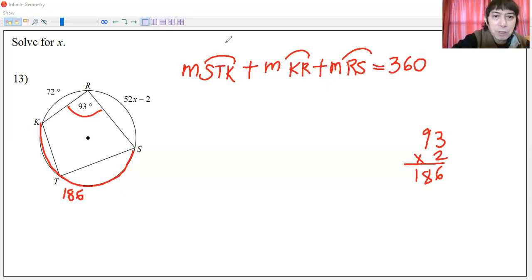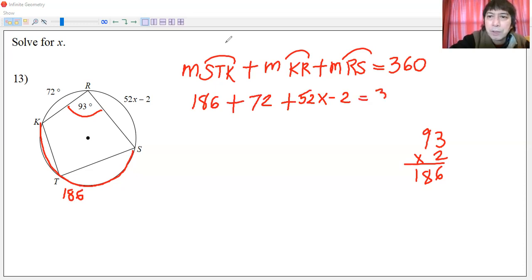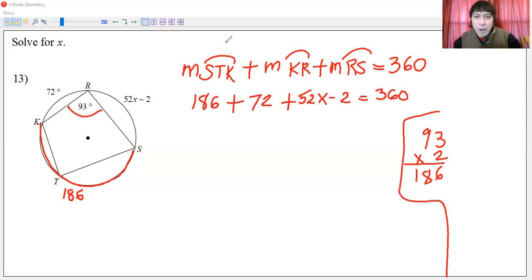That's 2 times 93. That's 186. And we have our KR arc. That's 72. That's given. And then our arc RS algebraic expression, 52x minus 2. And this is equal to one full circle, 360. All right. And so we're after x here. So we shall combine like terms. So this is 186 plus 72 minus 2.